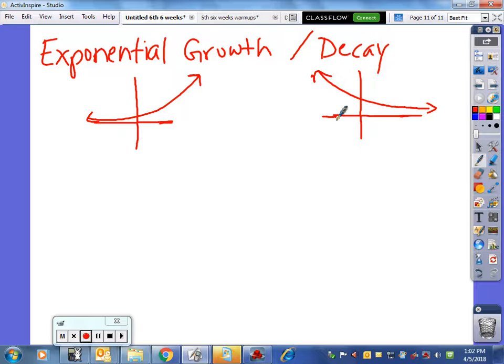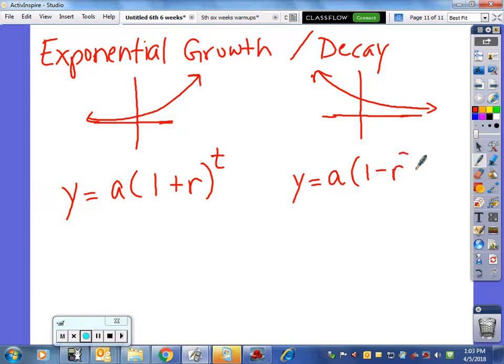Now, we do have a formula, and I do not think they give this to you. You've just got to know this. There's two different formulas, but they're very, very close. One's got a plus, one's got a minus. Which one do you think has a plus? The growth. Write that down, please. Y equals a parentheses 1 plus r raised to the t power. The decay model is very, very similar. Y equals a parentheses, instead of 1 plus r, it's 1 minus r.